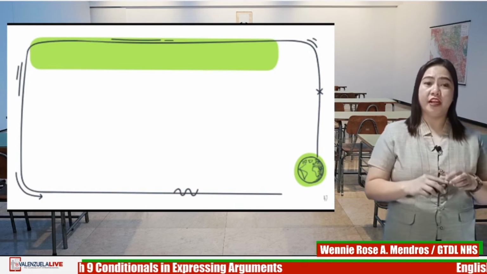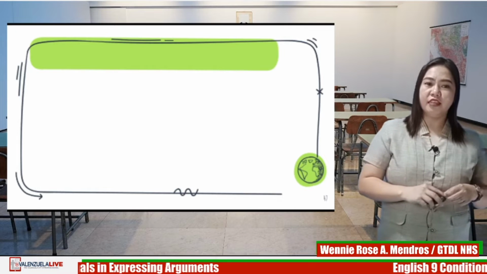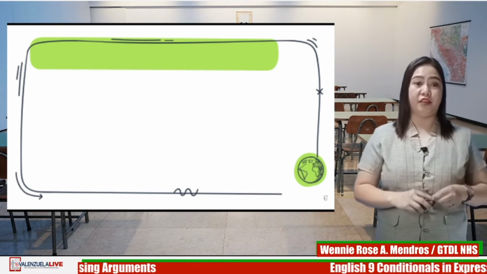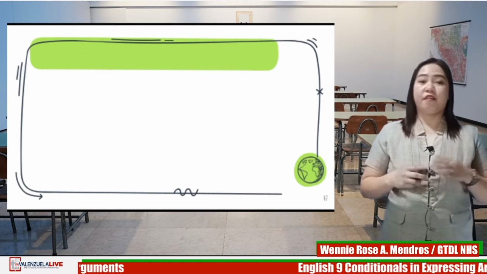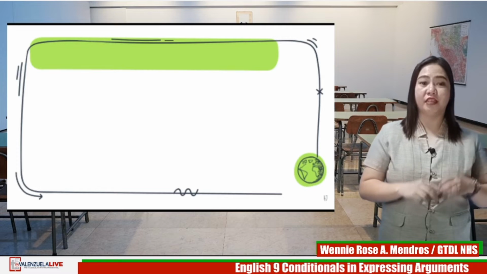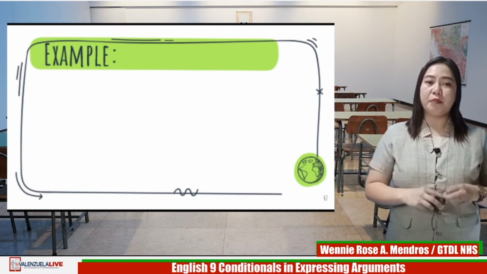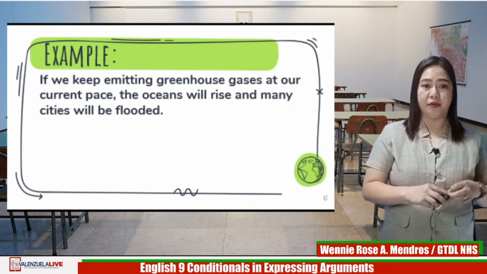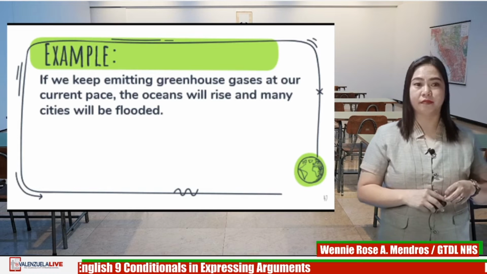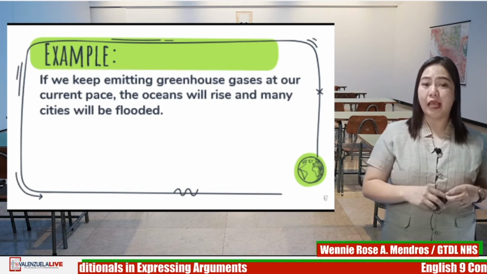Now, in this part of our discussion, we will focus on the indicative conditionals. Indicative conditionals are sentences in the form of the condition followed by the result. They are everywhere, from everyday conversations to political debates or even in scientific discourse. For instance, if we keep emitting greenhouse gases at our current pace, the oceans will rise and many cities will be flooded. Which do you think is the antecedent and the consequence in our example?